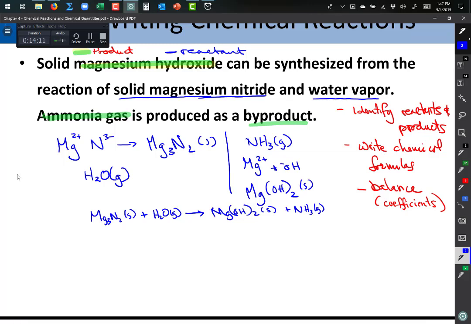At some point, you won't have to do all this writing. You'll just say, oh, that's that. Just write it down. But if it's the first time you're doing it, it's very helpful to write out, figure out what the reactants are, what the products are, write their formulas, and then put it all together. Okay? So that's the chemical reaction. It's just not balanced. And the question is, how are we going to balance it?